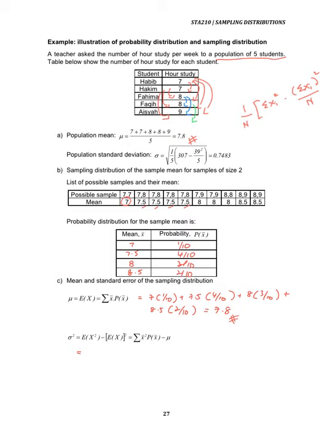So, 7 squared times 1/10 plus 7.5 squared times 4/10 plus 8 squared times 3/10 plus 8.5 squared times 2/10. But we have to subtract the mean value. This one is squared, so it was left out. Subtract 7.8 squared. So we will get 0.21.